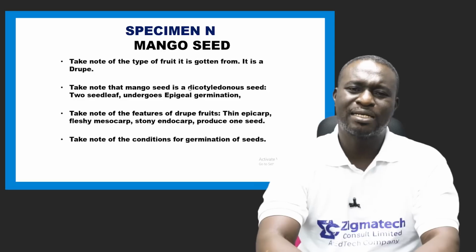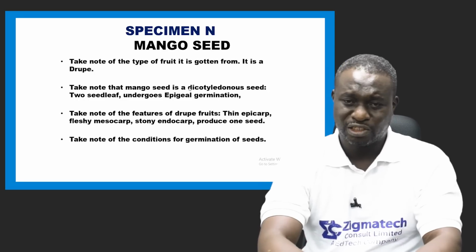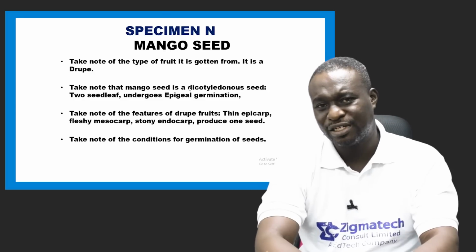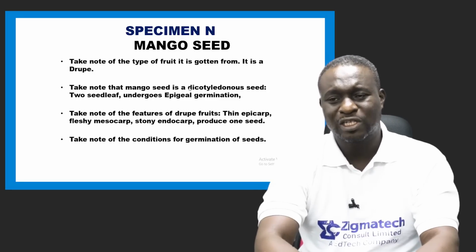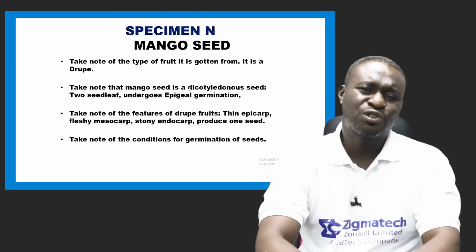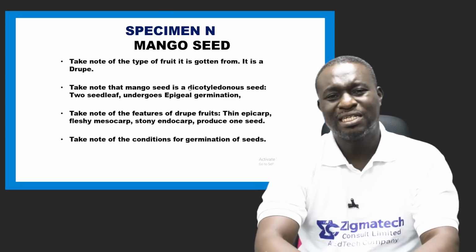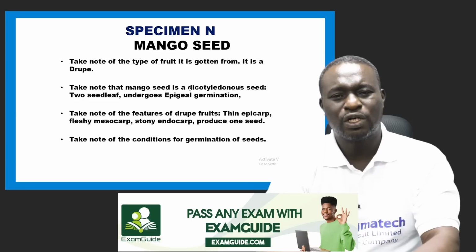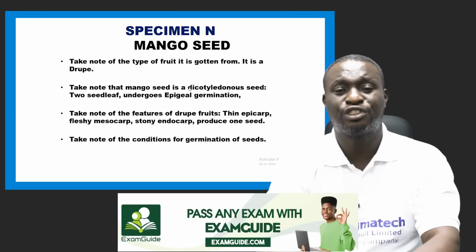Now, apart from that, looking at a mango seed, every seed consists of several things. We're going to be seeing that in the diagram. The seed consists of a tester, a micropyle, the radicle, the plumule, and then the cotyledon, which is also a form of the embryo. Please take note of those areas and what they are for. Now, mango seed, I believe it is a dicotyledonous seed. Since it's a dicotyledonous seed, it has two seed leaves and also undergoes epigeal germination.